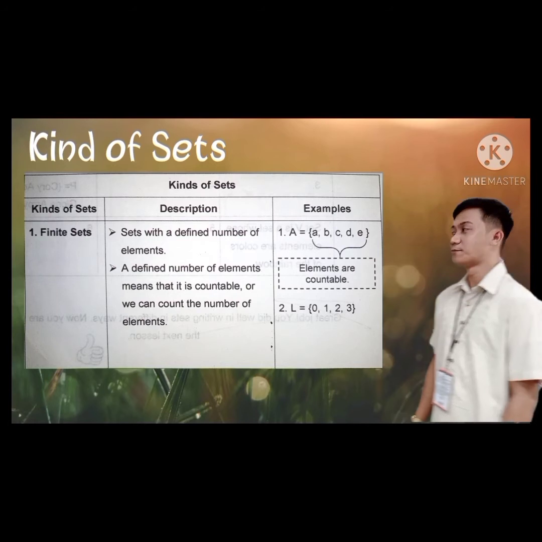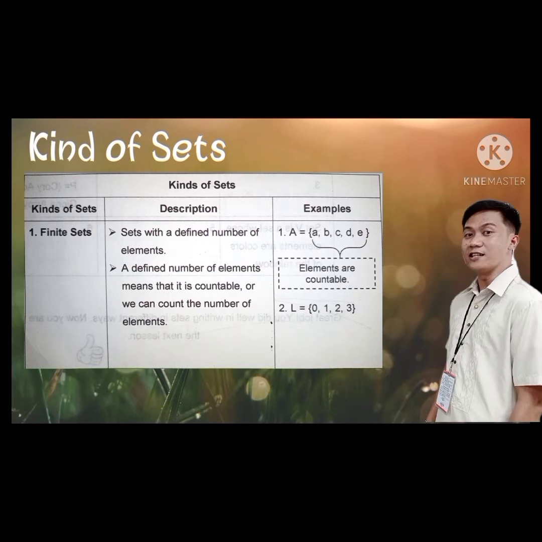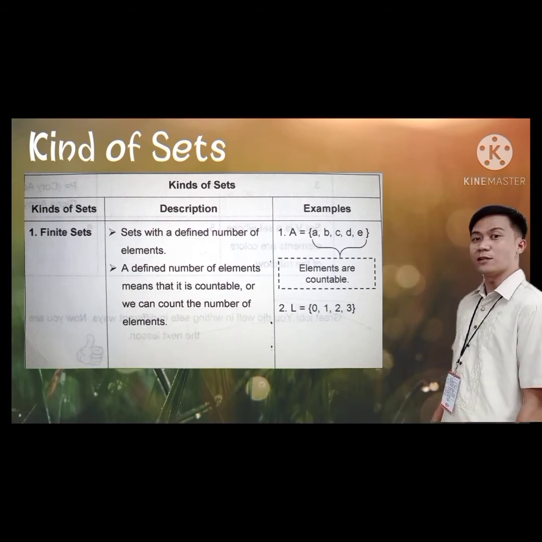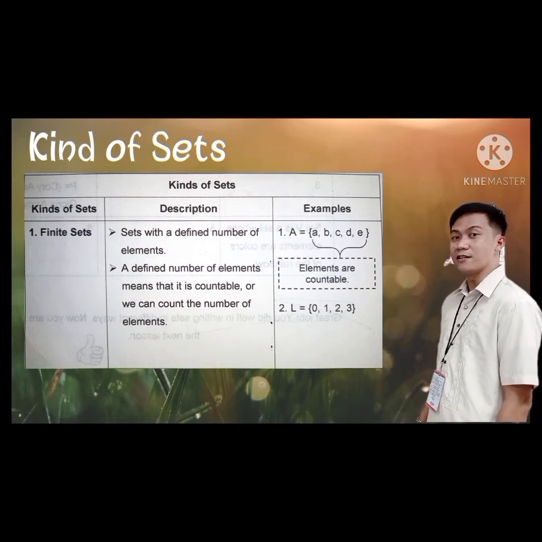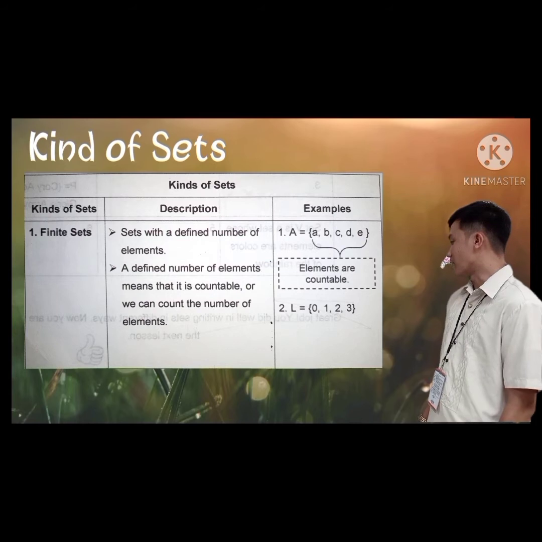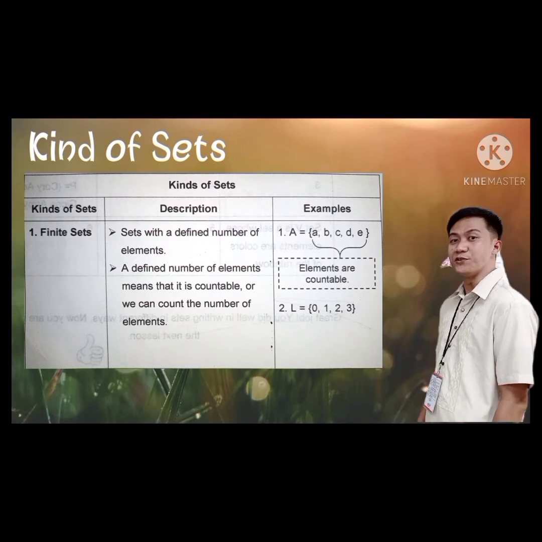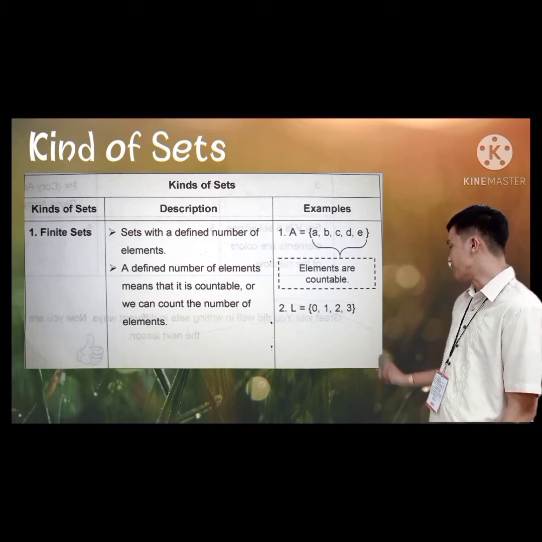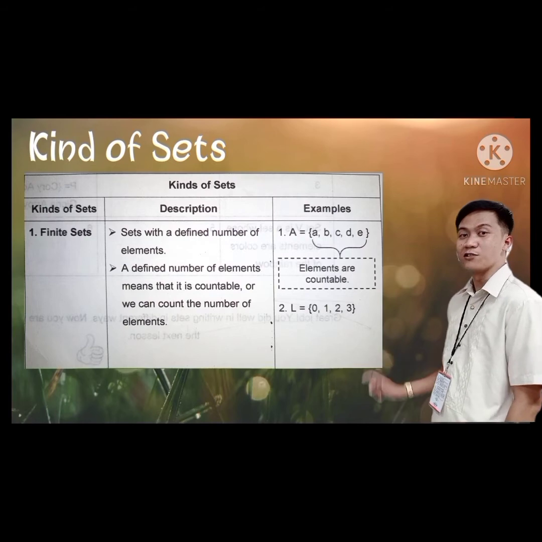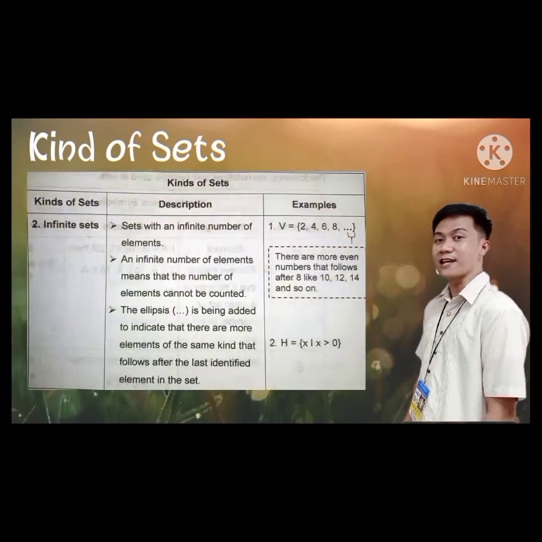For example, set A, the elements are A, B, C, D, and E. So the elements are countable, and there are 5 elements: the A, the B, the C, the D, and the E. And our example number 2, set L, the elements are 0, 1, 2, and 3. So the elements are also countable, and the number of elements is 4. So the 0, the 1, 2, and 3. So 4 elements.